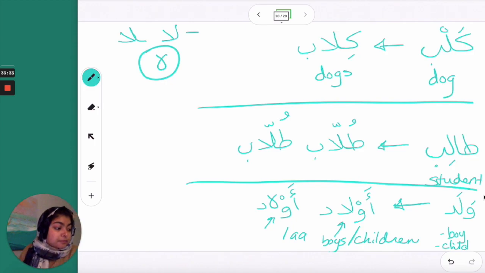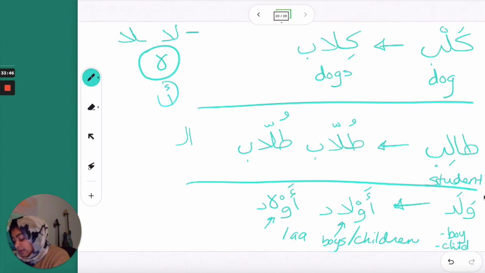Al-awlad. Okay, so we have alif, lam, and now we have the word awlad, which starts with an alif hamza. And that alif hamza has to connect the way an alif connects.